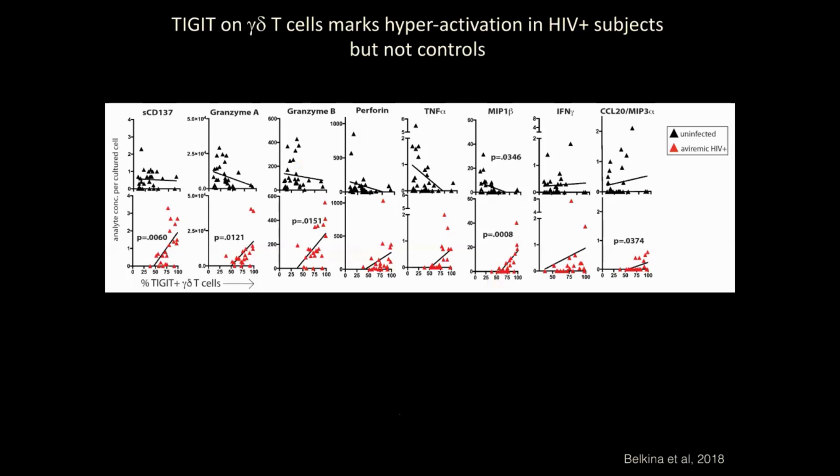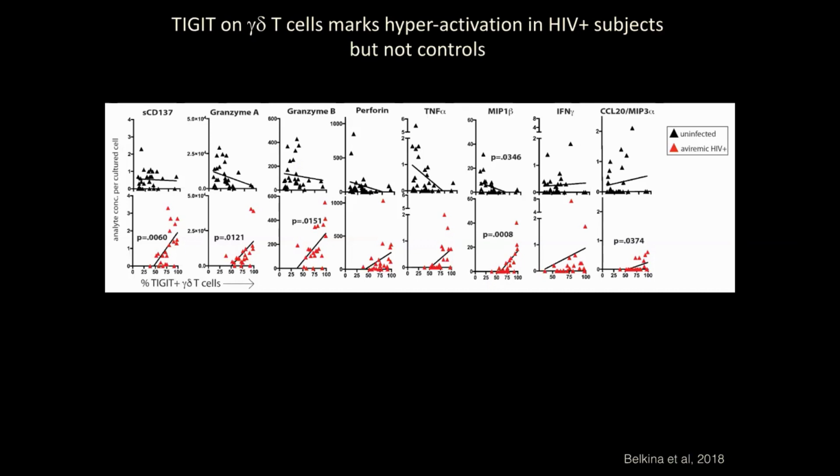And interestingly, we again were very surprised by our gamma delta T cells. On the x-axis here is the percentage of TIGIT positive cells from this subject sample. And on the y-axis is the average amount of different cytokines secreted per cell in the culture. For the uninfected controls in the top line in black, it looked like we would expect: the more TIGIT positive cells in the culture, the fewer cytokines they make. The exact opposite was found in HIV positive subjects, with significantly more cytokine produced with more TIGIT positive cells in culture.